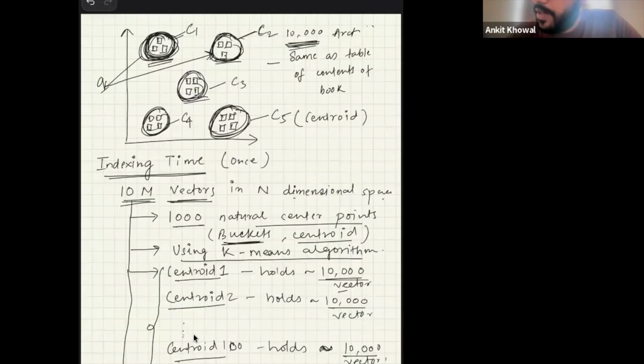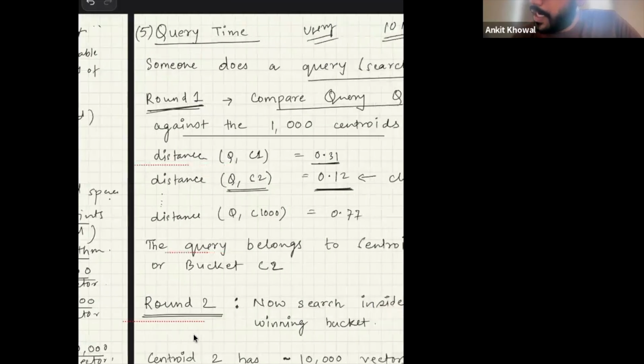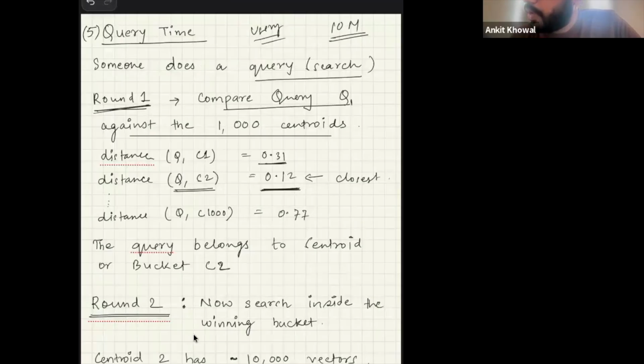In my vector DB, if I have created 1,000 centroids, I will compare the query with all of these 1,000 centroids, and I will come to know which centroid is closest to my user query, or which centroid can have the answer. So I will see that the C2 centroid is closest because the distance between my user query and this C2 centroid is the smallest. So this centroid can have my answer. So the query belongs to centroid or bucket C2.